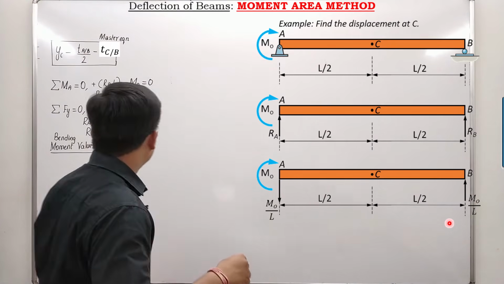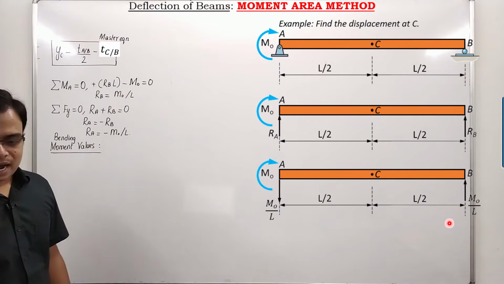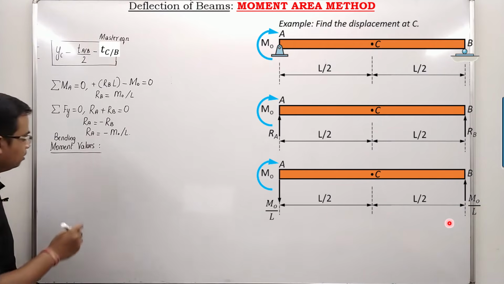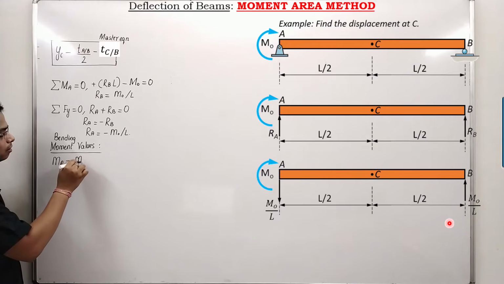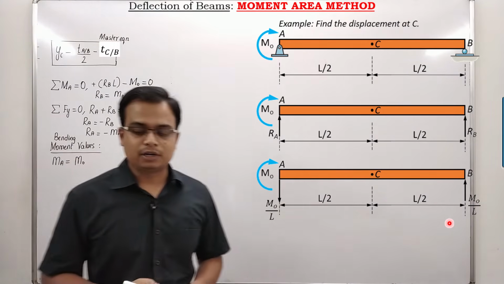What we now need to do is work out the bending moment values at A, at C and at B. So it's quite clear that the bending moment at A is equal to plus M naught and not minus. Why?